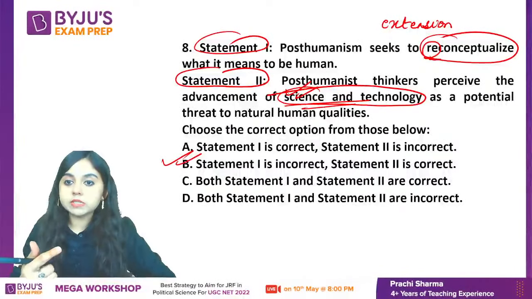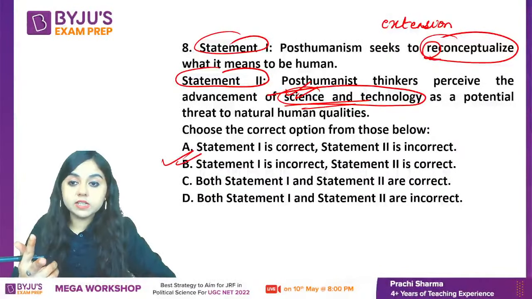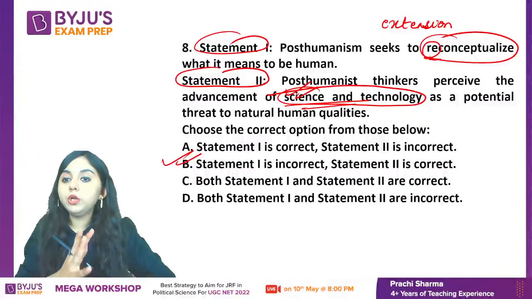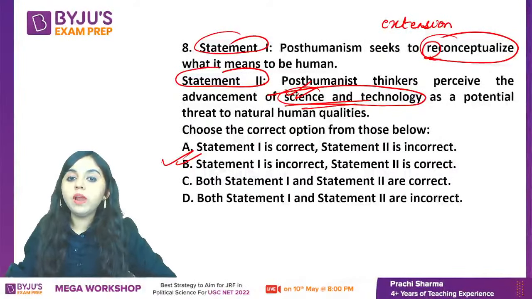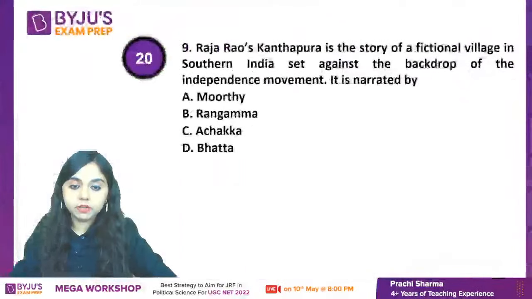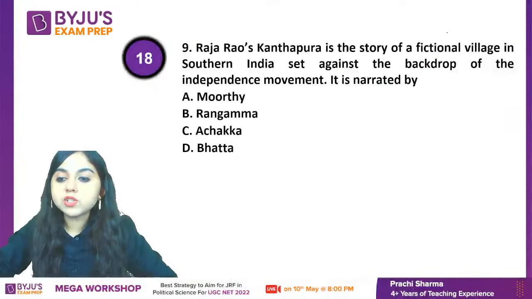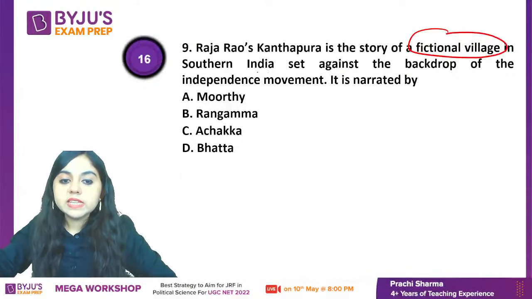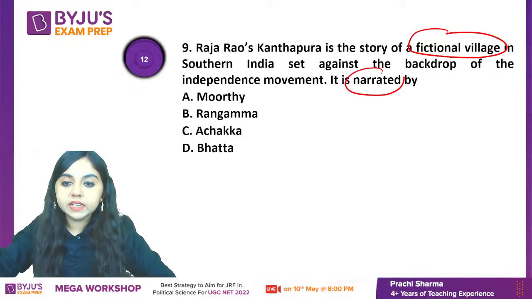Posthumanism, eco-criticism, queer studies, these are three very important new branches of academic disciplines that you all have to definitely cover and complete. Raja Rao's Kanthapura is a story of a fictional village in southern India set against the backdrop of the independence movement.